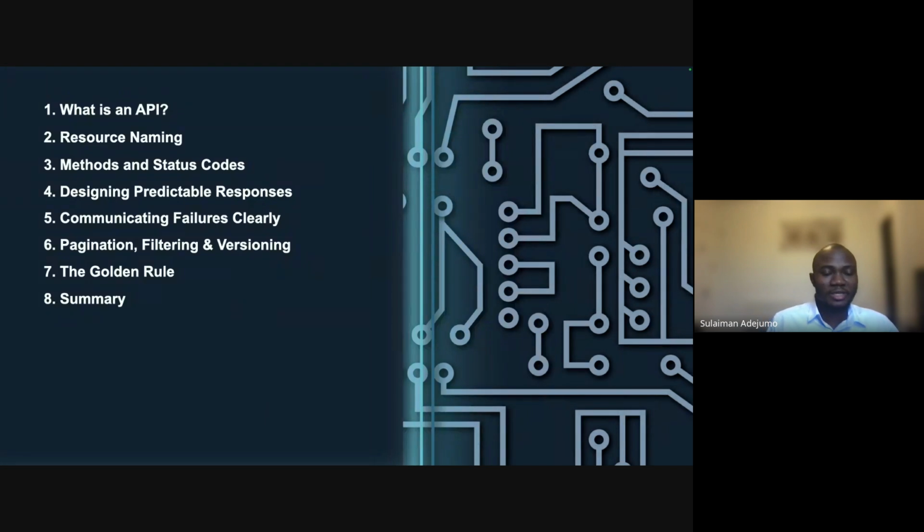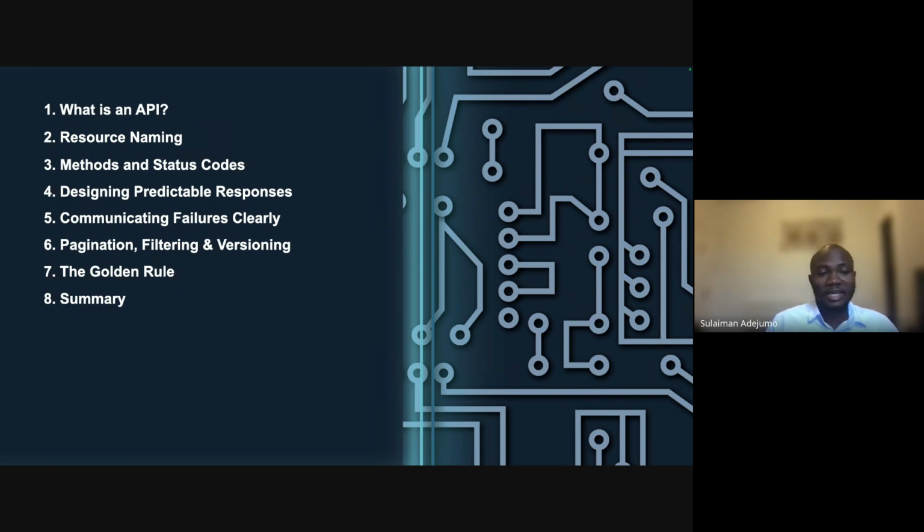So let's begin. In this slide, we're showing the roadmap for today's session, and we'll start by looking at what an API actually is. Not a long definition, but the most important idea, of course, that an API is a contract between systems, just that.